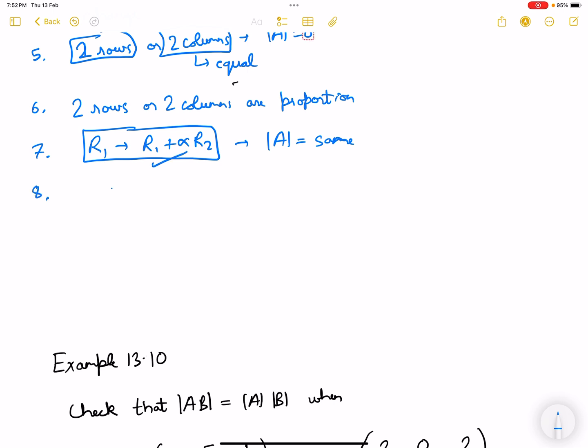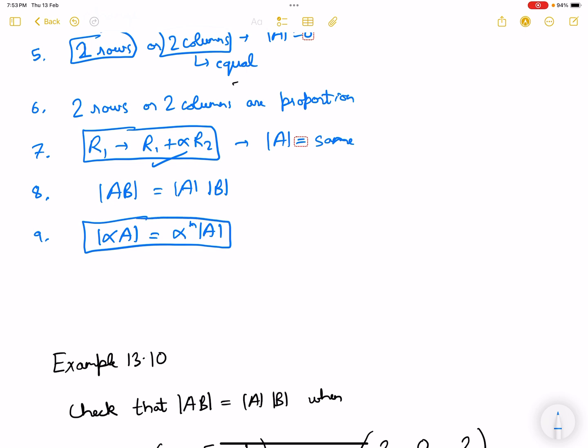Now if A and B are two different matrices, then for the product AB, the determinant of AB would be the determinant of A times the determinant of B. And lastly, if alpha is any real number and A is an n cross n matrix, then the determinant of alpha A would be alpha to the power n times the determinant of A. So this is an important property that you might do wrong in the exam.